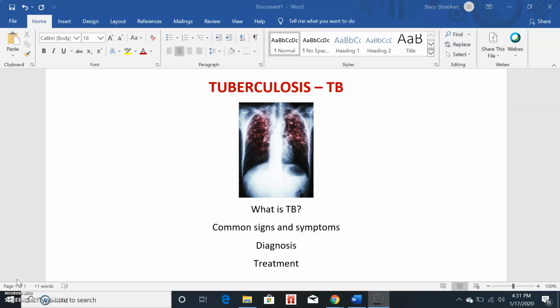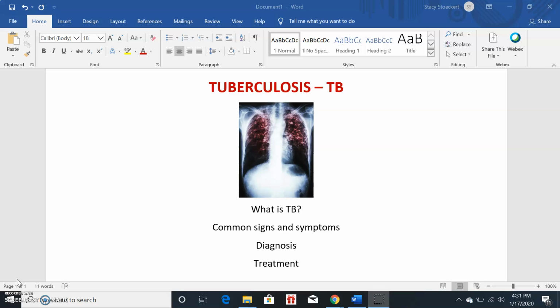Common symptoms of TB include fatigue, weight loss, anorexia, low-grade fever, and night sweats. A productive cough will slowly start and become more frequent over weeks to months.